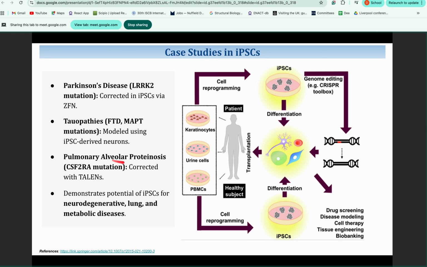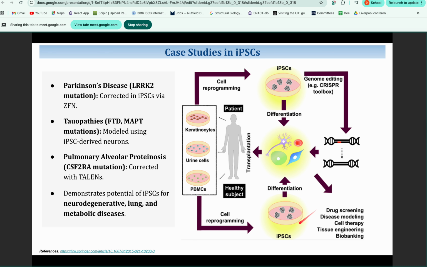Then pulmonary alveolar proteinosis, CSF2RA mutation. So it is corrected with the help of TALENs, which are transcription activator-like effector nucleases. It demonstrates the potential of iPSCs for neurodegenerative, lung and metabolic disease. So all these case studies are running, so we can see how we can use these iPSCs for studying all these diseases.